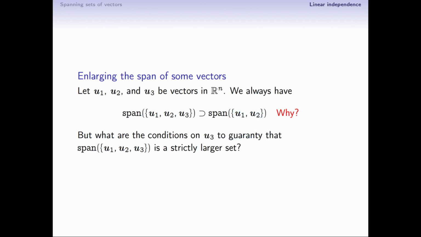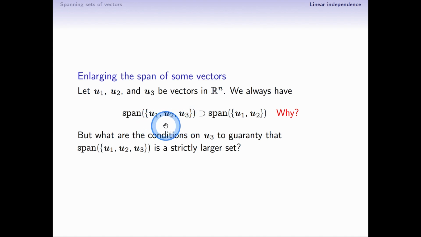It means that there are some scalars a and b so that the vector in question is of the form a times u1 plus b times u2. So anything in the span of u1 and u2 can be written as a times u1 plus b times u2 for some scalars a and b. Now what we have to do is show that such a vector can be written as a linear combination of u1, u2, and u3.